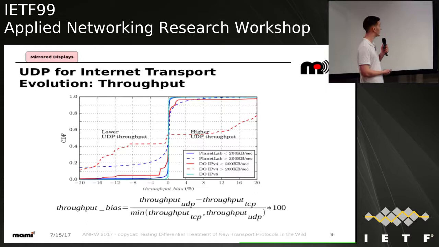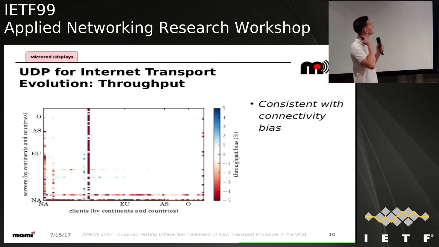In the case of high throughput on Digital Ocean, there is more bias, but it is balanced as well. Then in the case of Planet Lab, there is some sign of imbalance on the TCP is better side. So we looked at the location of those paths to investigate it more in depth. Here is a similar plot to the connectivity one. The legend is the same. Red means TCP is better. Blue means UDP is better. So we can clearly see that it is also access network based impairments.